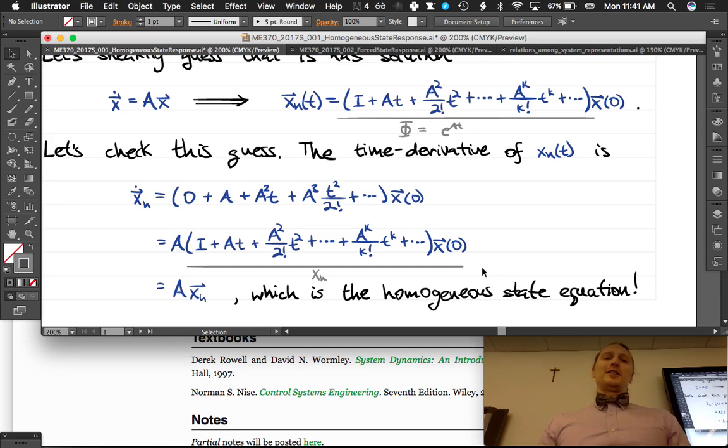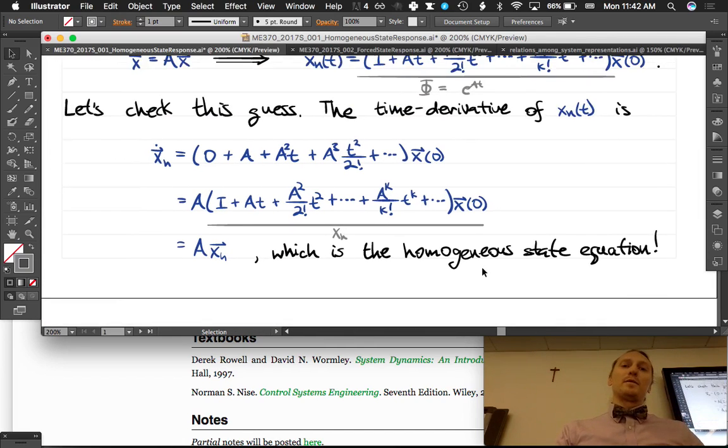So we checked it. Turns out this is a solution. It actually works the same. I mean, you can do this demonstration with the scalar case too. It works almost identically. So that's awesome. You probably saw a derivation kind of like this in your differential equations class for the homogeneous solution of the first order system. That would be my guess. I don't know. Everybody teaches differently.